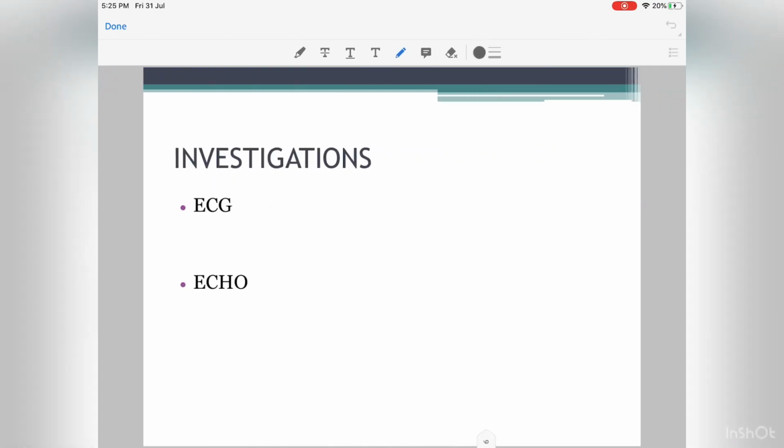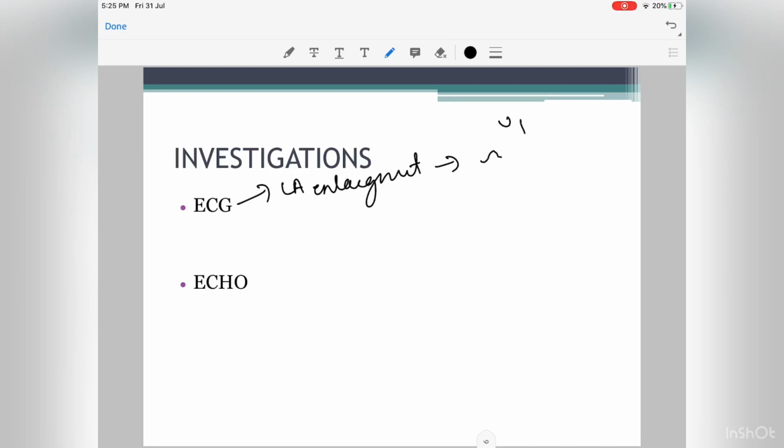Now coming to investigations. On ECG, what you can find is signs of LA enlargement. If you see V1, normally you get just a small positive deflection. However, in MS, due to left atrial enlargement, you can get a small positive followed by a big negative deflection. If the width of the negative deflection is more than 0.04 second, it is a sign of LA enlargement. This is Morris index.